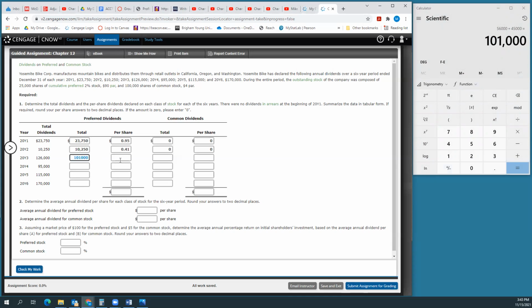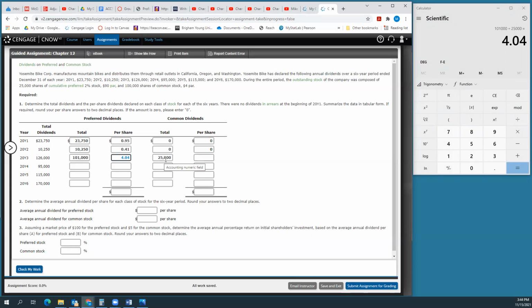We're going to do 101,000. That's the amount that's owed to them. And since we're paying 126,000 in total dividends, then 126 minus 101 is $25,000 will go to the common shareholders. So now to figure out how much that is per share, we'll take 101,000 and divide it by 25,000 because that's the number of preferred shares. So they're paying $4.04, the preferred shareholder.